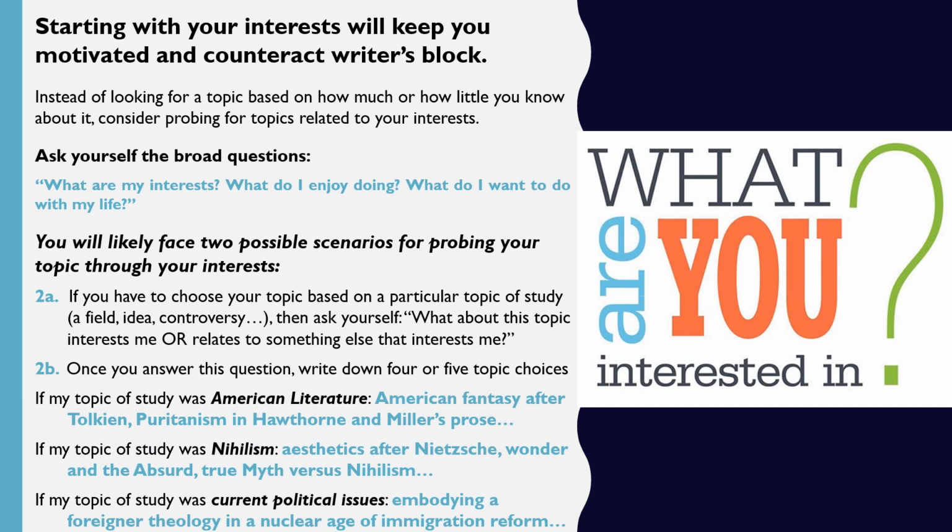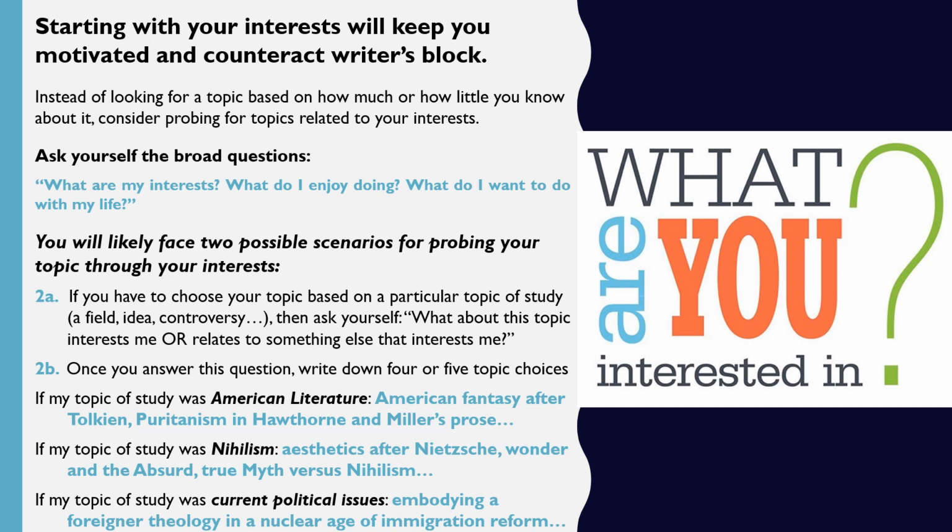The other scenario you may encounter is when you are required to write about a predetermined range of topics. If you have to choose your topic based on a particular topic of study, a field, idea, controversy, then ask yourself, what about this topic interests me or relates to something else that interests me? Once you answer this question, write down 4 or 5 topic choices.